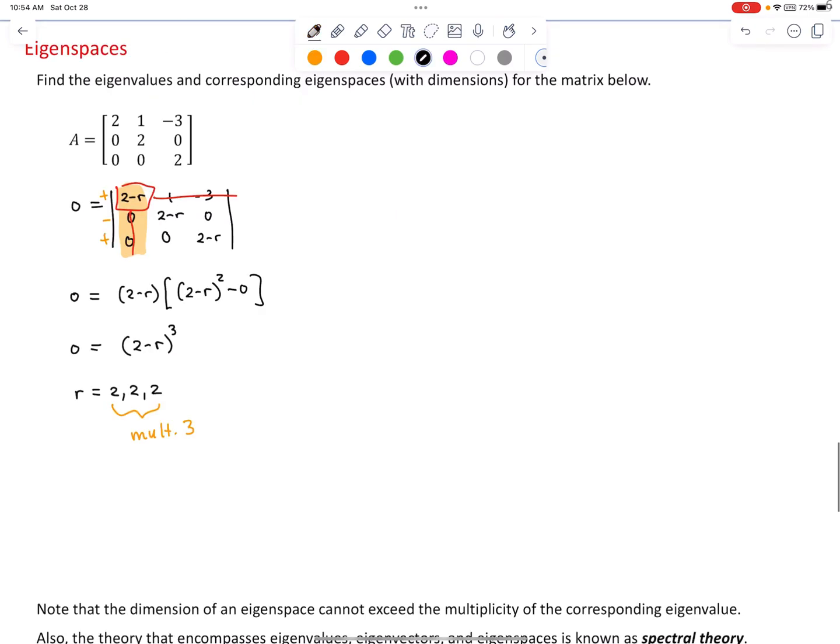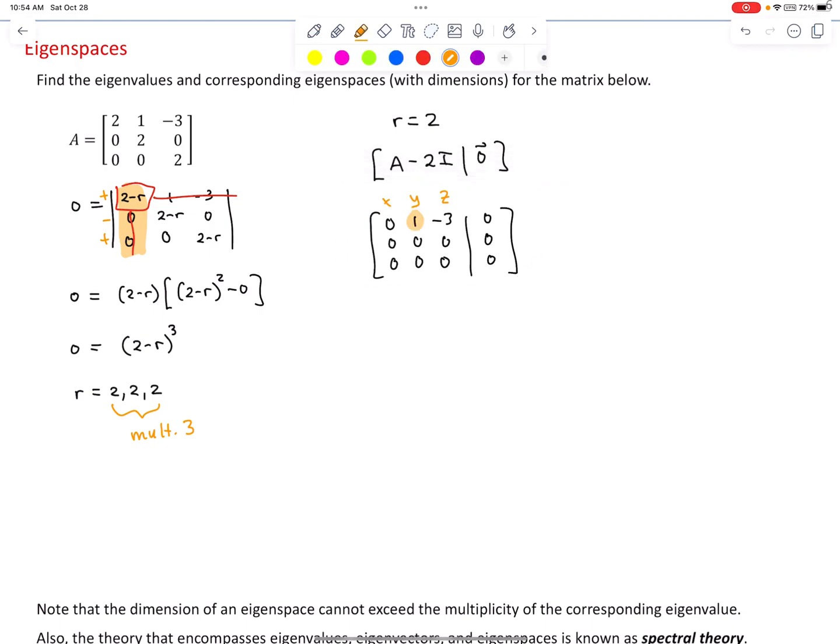So there's only one corresponding eigenspace we need to find. Let's let r be this eigenvalue of 2. Remove 2I from the matrix A and augment with the 0 vector. Removing 2 from the main diagonal, we get zeros as the new main diagonal. All the other entries stay the same. Well, this matrix is already in reduced row echelon form. The only pivot position is right here in the y column.